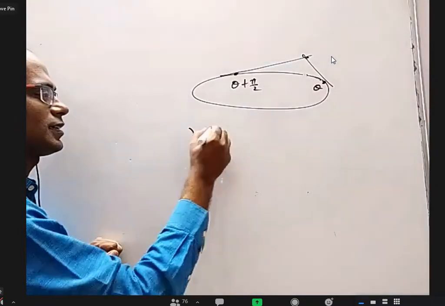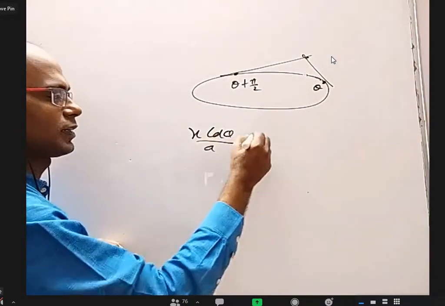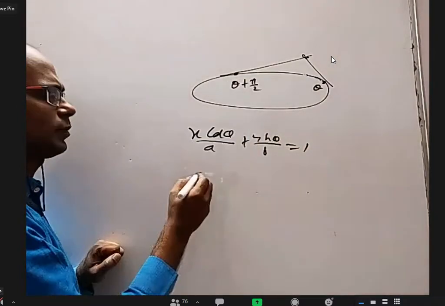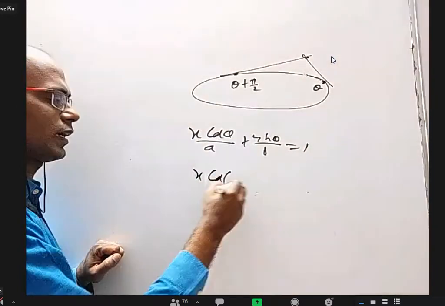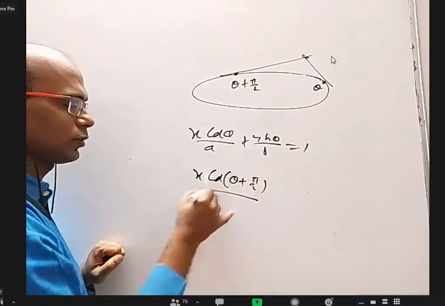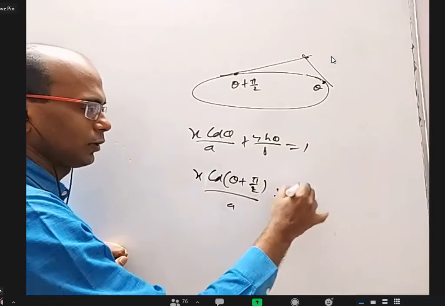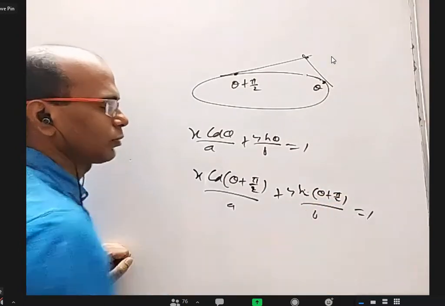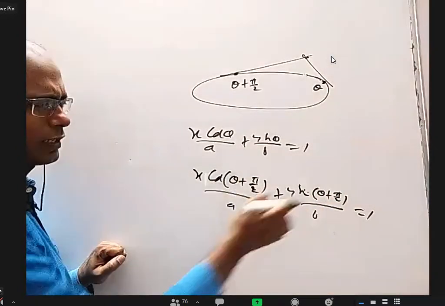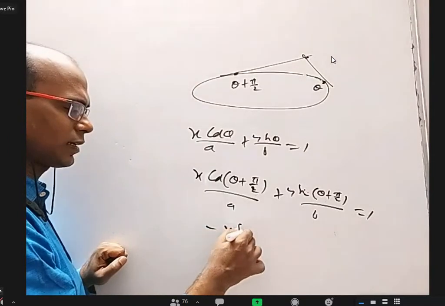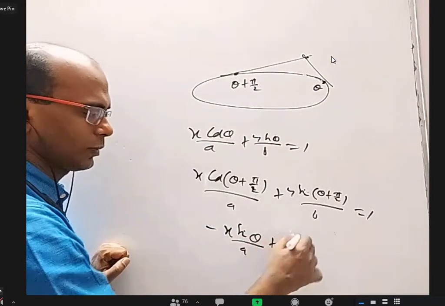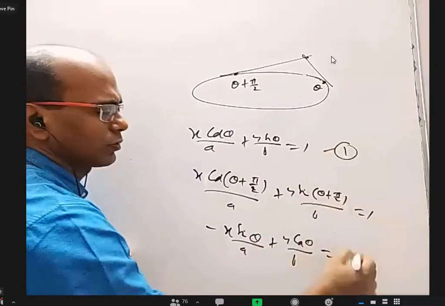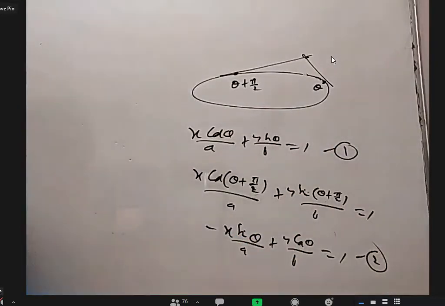This tangent is x cos theta by a plus y sin theta by b equal to 1. Replace theta with theta plus pi by 2. You will get x cos(theta plus pi by 2) by a plus y sin(theta plus pi by 2) by b equal to 1. This is a minus sin theta, that is plus cos theta. Minus x sin theta by a plus y cos theta by b equal to 1. This is equation 1, this is equation 2.